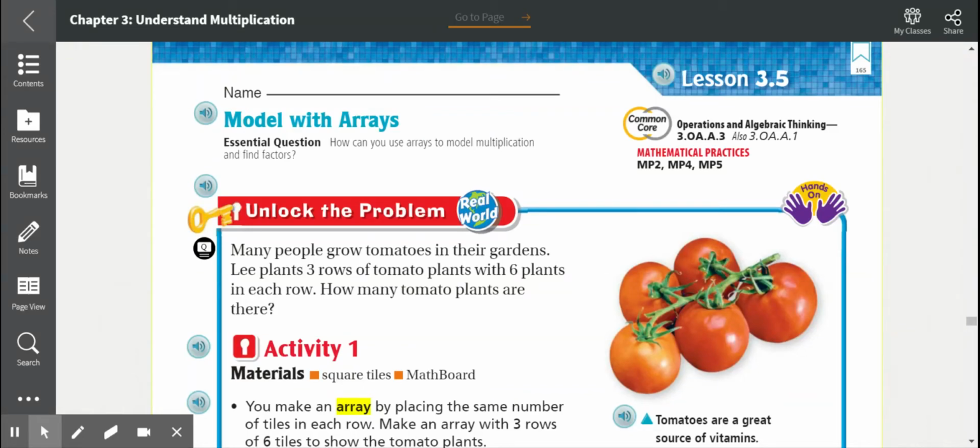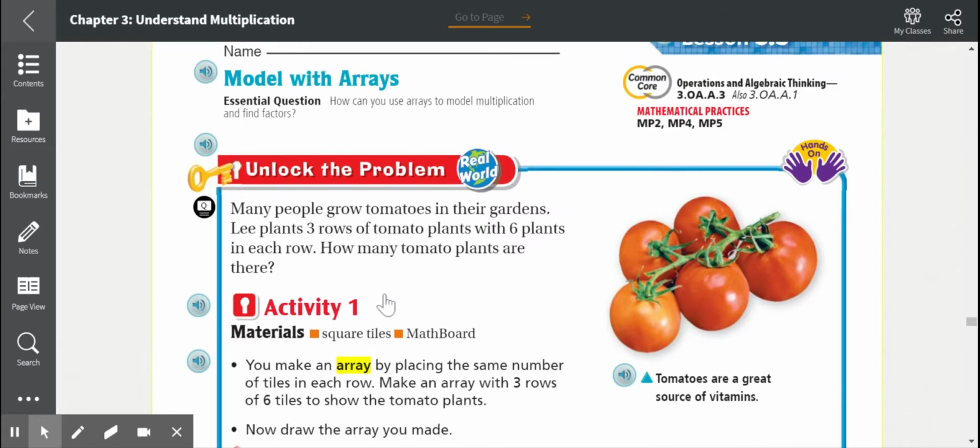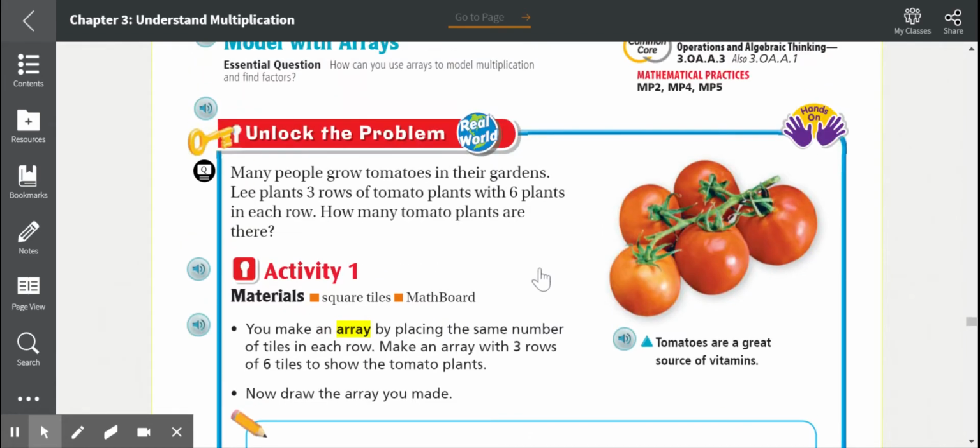Today we're on lesson 3.5, so we're skipping 3.4. We'll do that tomorrow. We're in 3.5, and the lesson is called Model with Arrays. How can you use arrays to model multiplication and find factors? So we'll be using this word array as we work through our problems.